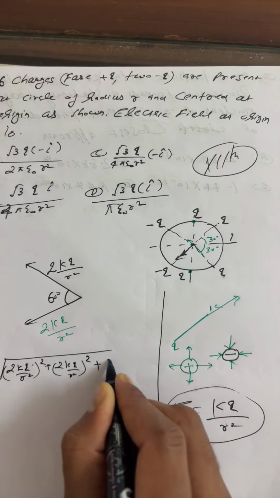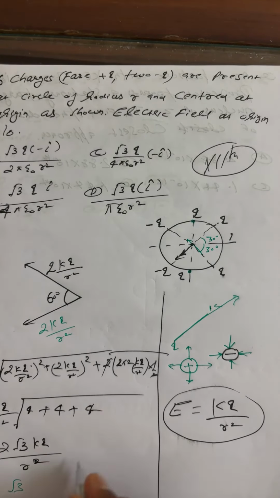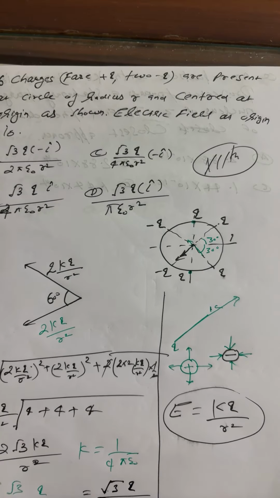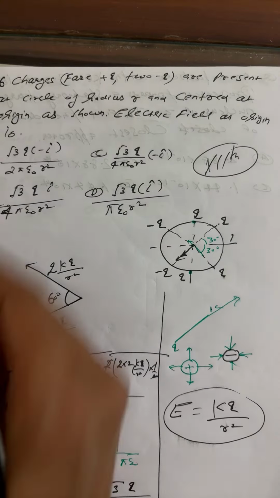Then students, you can just answer in terms of k. Just replace k, which equals 1 by 4 pi epsilon naught. This remains q, this is r square. So you can respond correctly: root 3 q by 2 pi epsilon naught r square. So what's the answer, students? Yes, which option number?